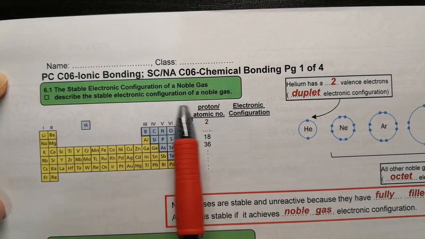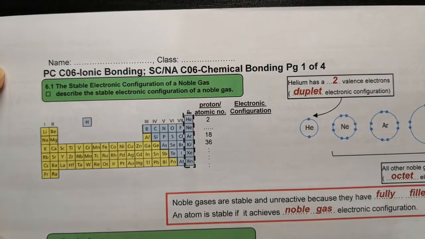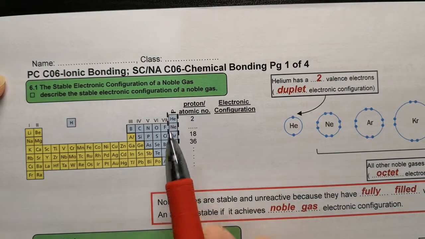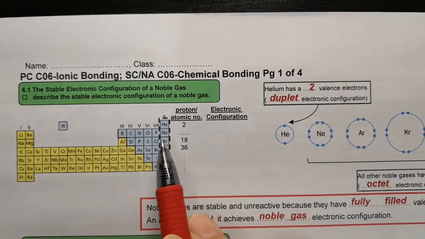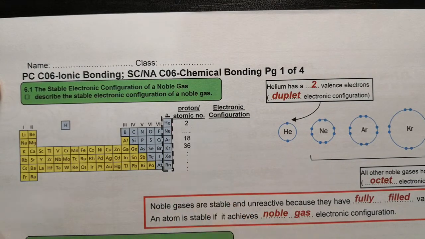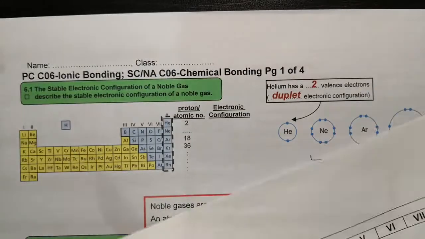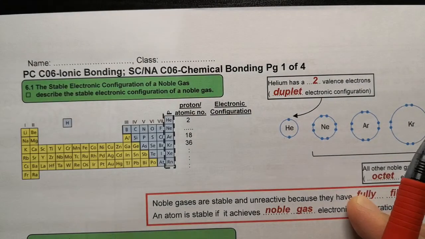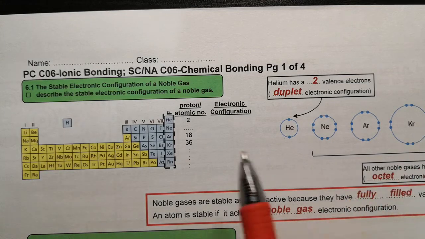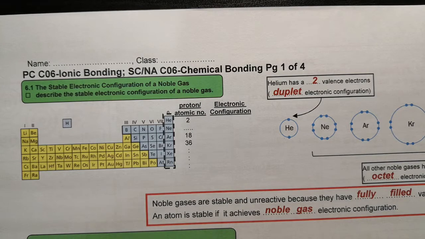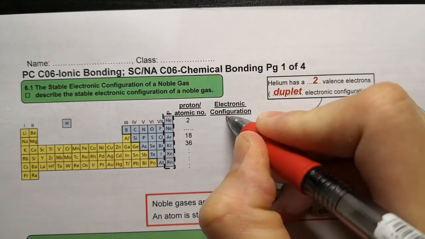Describe the stable electronic configuration of a noble gas. So let's look at the noble gases. The noble gases are the elements in group 0. The first noble gas element is helium, and it has a proton number of 2. From the periodic table, the proton number is the top number, which is the number of protons. And if it is an atom, it would be the number of electrons as well, since for an atom, the number of protons and electrons are the same. So the electronic configuration would be 2.